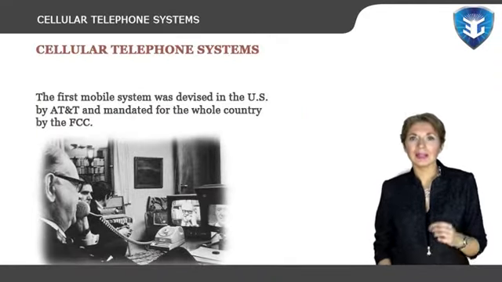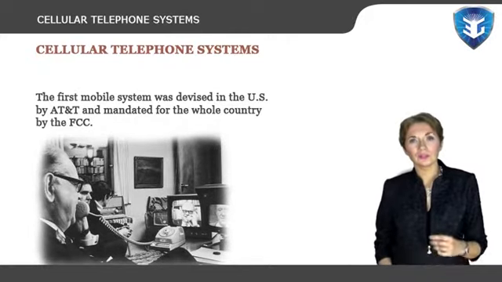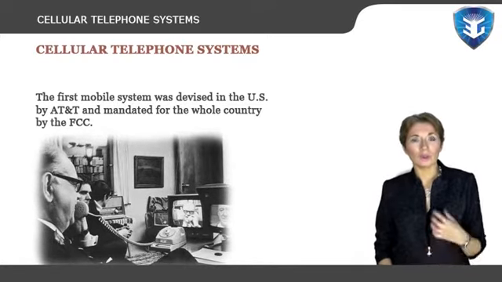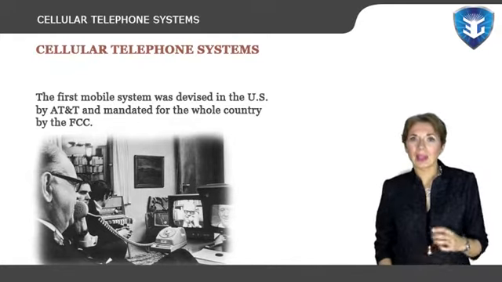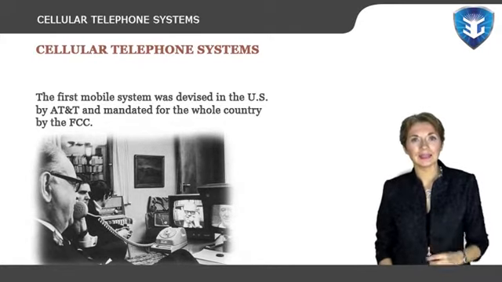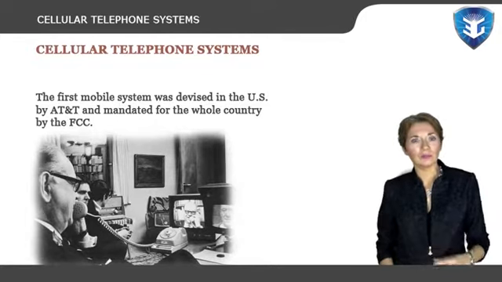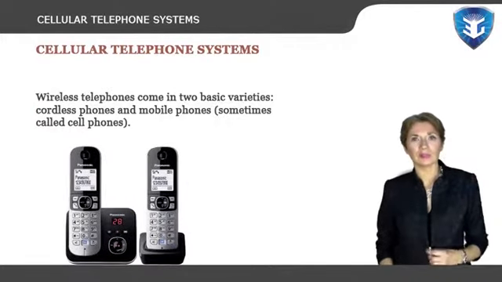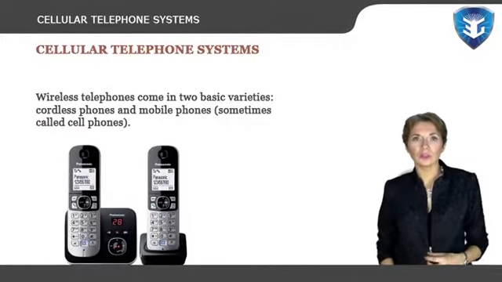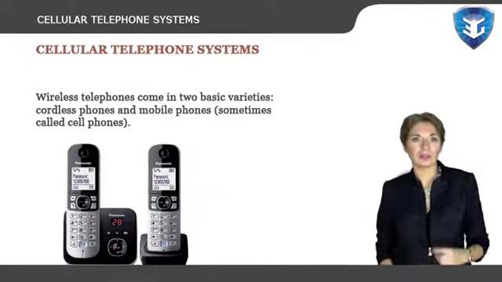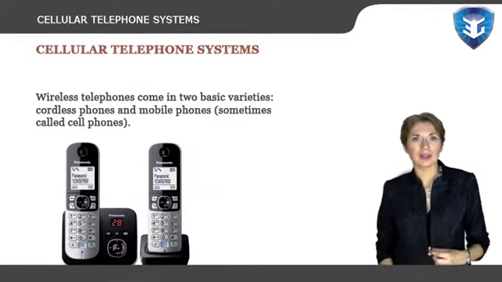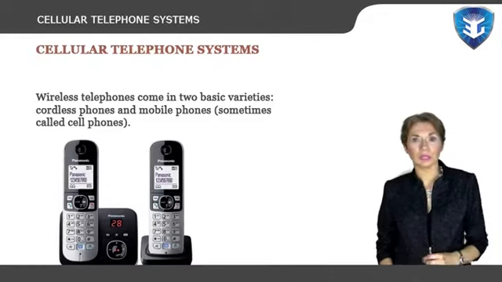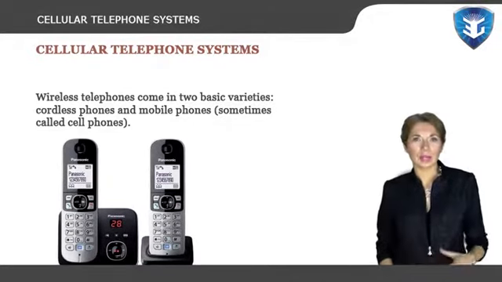Let's now take a look at cellular telephone systems. The first mobile system was devised in the US by AT&T and mandated for the whole country by the FCC. As a result, the entire US had a single analog system, and a mobile phone purchased in California also worked in New York. Wireless telephones come in two basic varieties: cordless phones and mobile phones, sometimes called cell phones. Cordless phones are devices consisting of a base station and a handset sold as a set for use within the home. These are never used for networking.